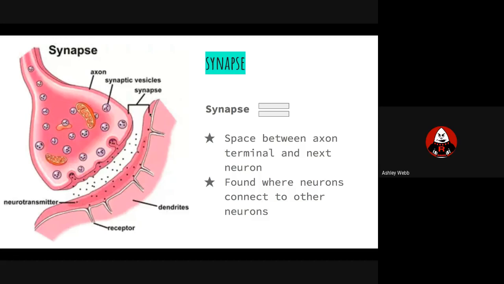This gap, this white area between the two pink between the axon and the dendrites, is what we call the synapse. It's the space between the axon terminal and the next neuron. That next part of that neuron is the dendrite. It's found where neurons connect to one another.